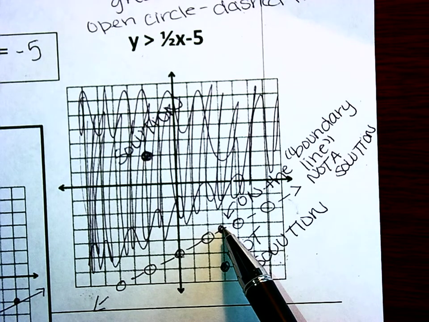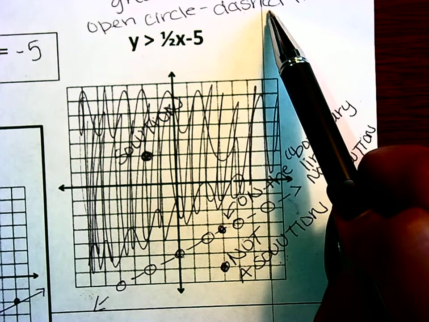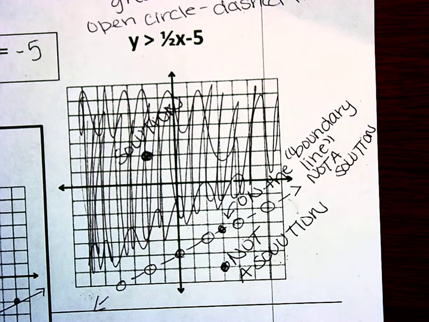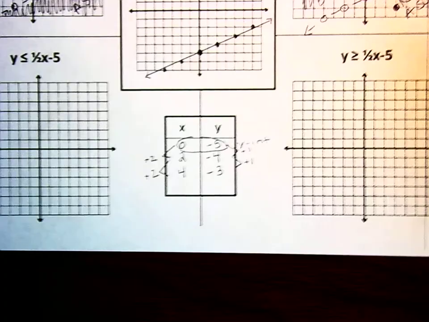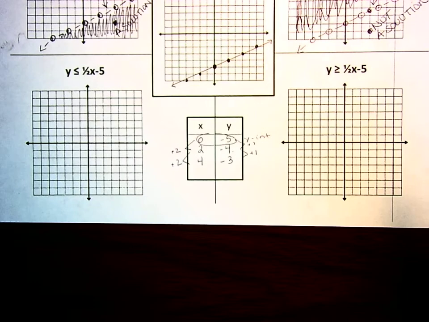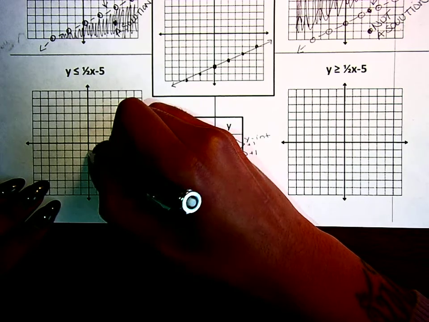This point on this boundary line, is that a solution? No, because what kind of line is it? Dash line. Okay? Now this next part, we're going to go through quickly because, like I said, it's the same lines. I'm going to go ahead and plot my points.